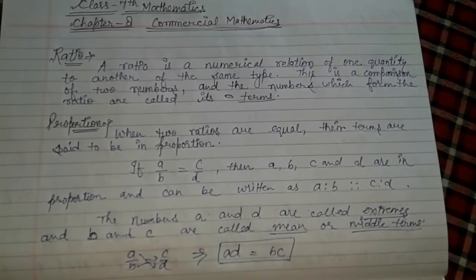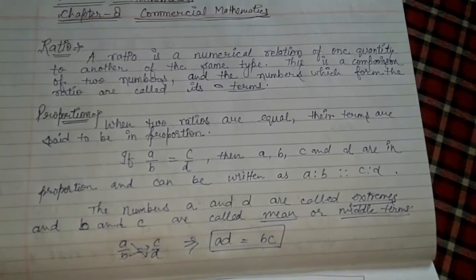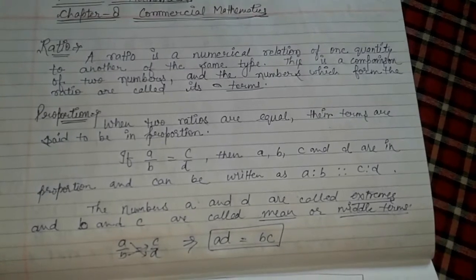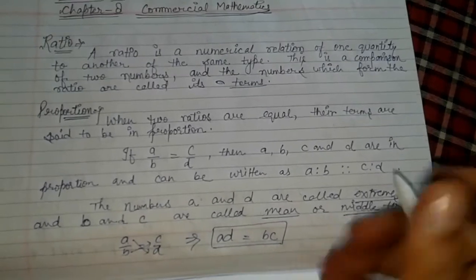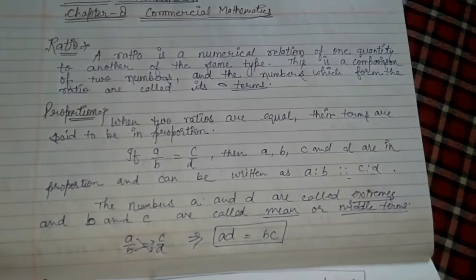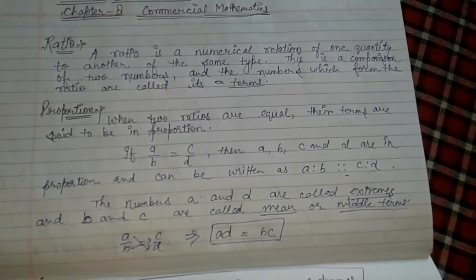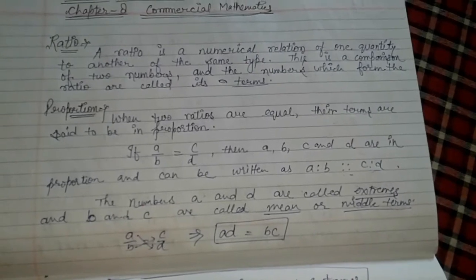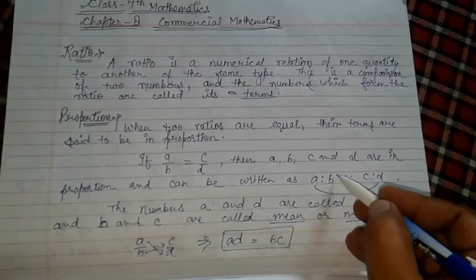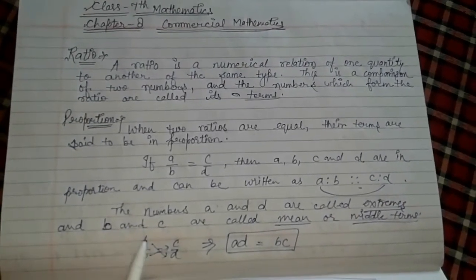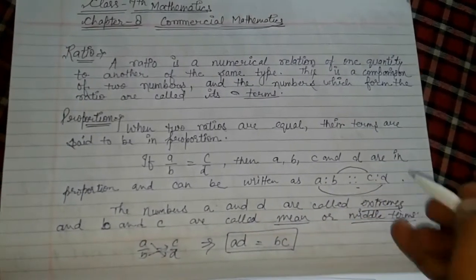If A upon B equal C upon D, then A, B, C, D are in proportion and can be written as A ratio B proportion C ratio D. This is the mark of proportion. The numbers A and D are called extremes. And B and C are called mean or middle terms.